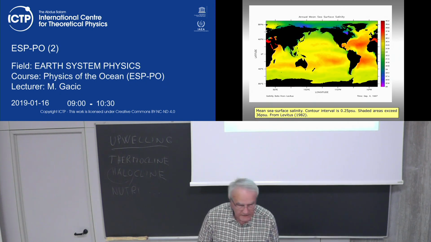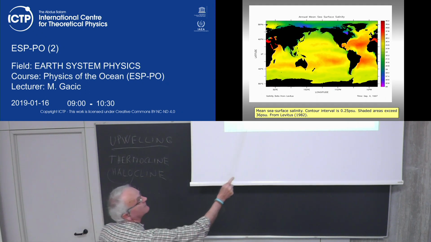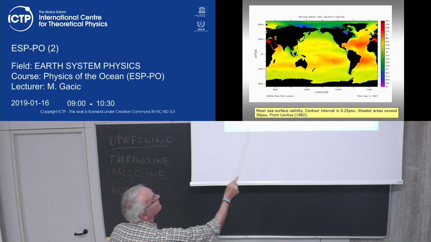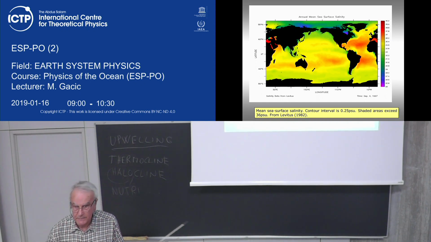Here it is. Annual mean salinity. Who was asking for annual mean sea surface salinity? Let's see. What we can see here is the question was that we have salinity lower in this area here than its evaporation minus precipitation.